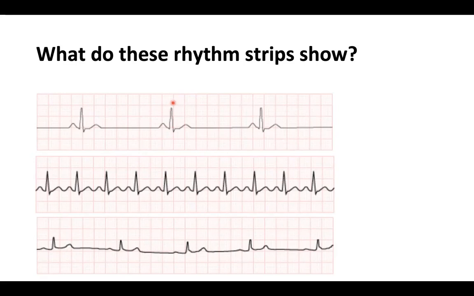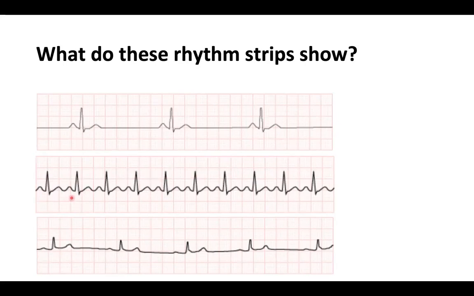Again, bradycardia is when the pulse rate is less than 60 beats per minute, between 40 and 60 actually. And then the second one, like you guys have correctly said, is sinus tachycardia. So again, RR intervals are constant.